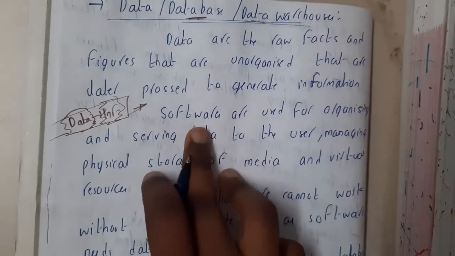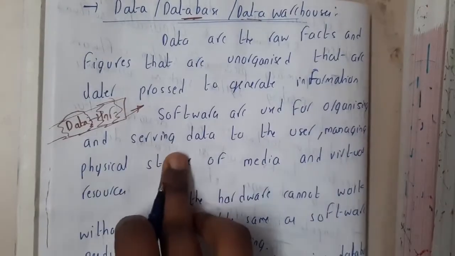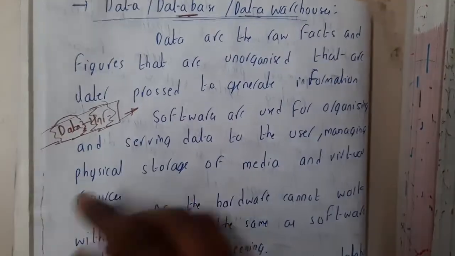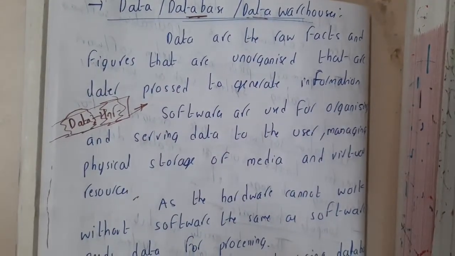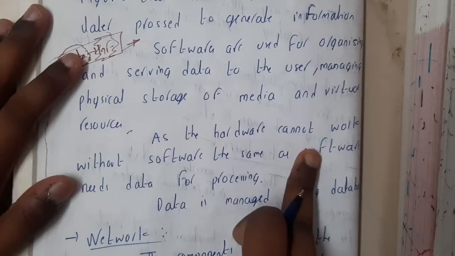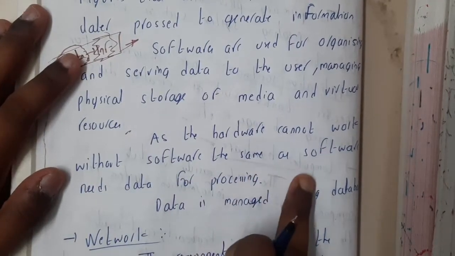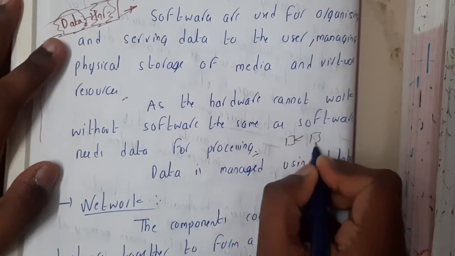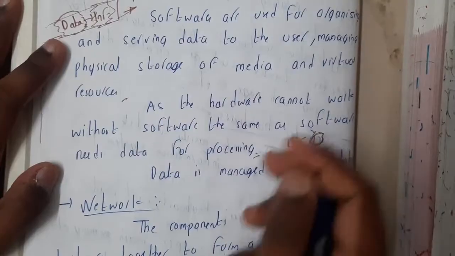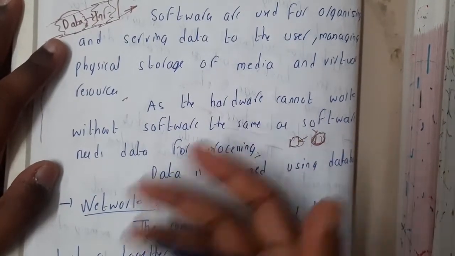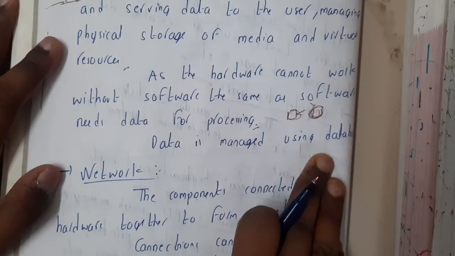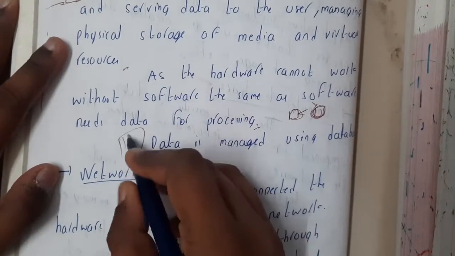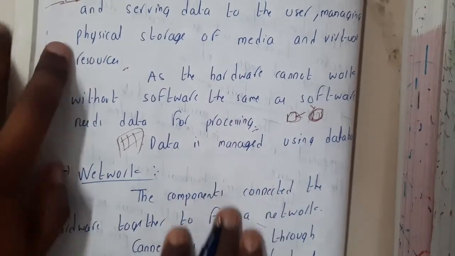Software is used to organize and serve data to users, managing physical storage or media and virtual storage. All the data will be stored in your hard drives or elsewhere. As the hard drives cannot work without software, the software needs data for processing. Hardware stores the data and software runs and manipulates the data, so both combine to work on data. Data is managed using databases. All the data will be filtered slowly and pushed into the databases, stored in a popular way, in structured format in tables.